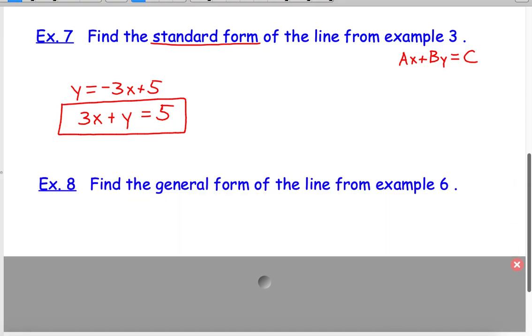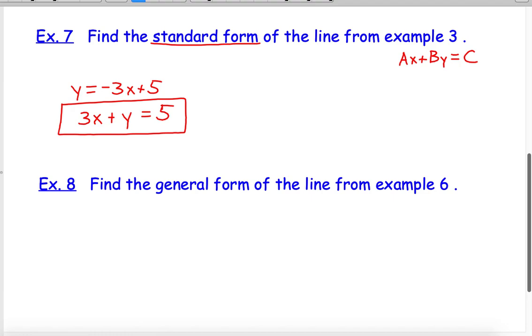Okay, let's do one last one. Find the general form of the line from example 6. General form, what did that look like? That was ax plus by plus c equals 0. By the way, in this last example, A was 3, B would be 1, and C would be 5.